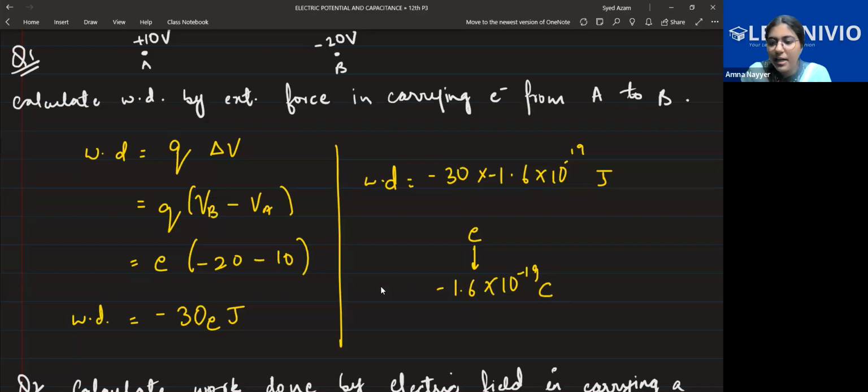Remember, I told you that one electron holds this much of charge and one proton holds plus 1.6 into 10 to the power minus 19 of charge. We did this in the conservation of charges. Do you remember? Yes. So this is the electronic charge. That's why we are multiplying, because the charge here is given as an electron.